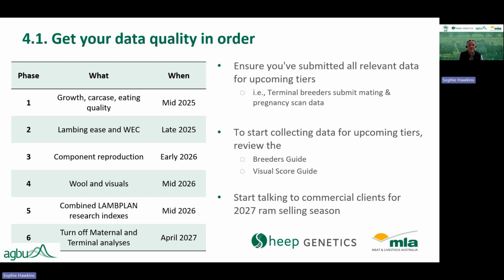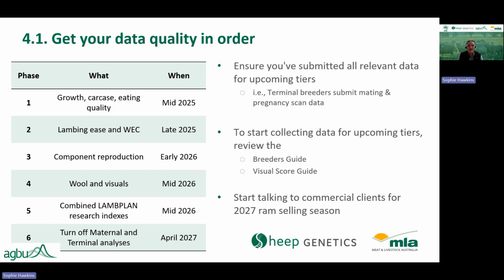Likewise, if you haven't been recording something because that trait hasn't been available within your current analysis, but you do want to get access to those breeding values, like breech cover for that in terminals, you can review the Breeder's Guide or Visual Score Guide to see how you can record those types of traits and actually start recording that information, so then you have a build-up of data before we release that relevant trait phase.